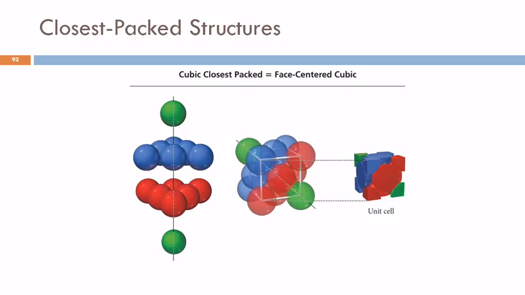Efficiency goes down on this stack here. This one has the same efficiency as the hexagonal. So the cubic closest pack and the hexagonal closest pack have the same coordination number and the same efficiency.